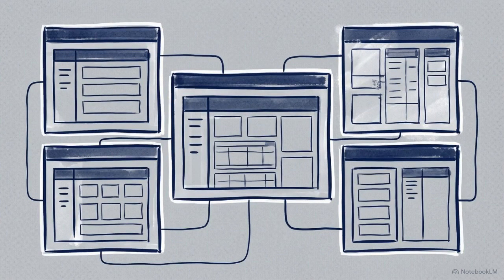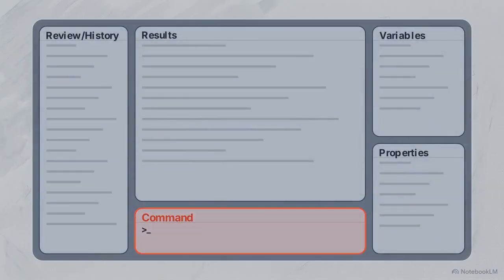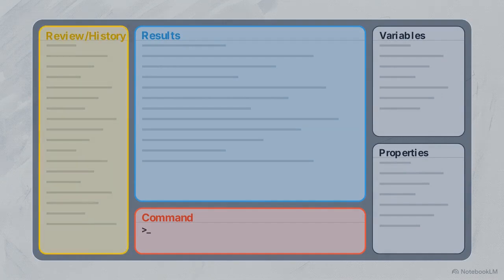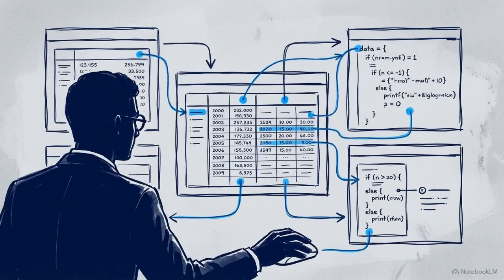To use this software effectively, you have to understand the layout of its 5 core panels. The command window is where you type instructions. The results window displays your output. The review window tracks your history. The variables window lists your data columns. And the Properties window provides the technical details for each variable. Understanding this spatial layout is your first step.